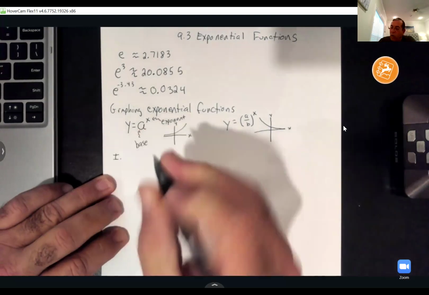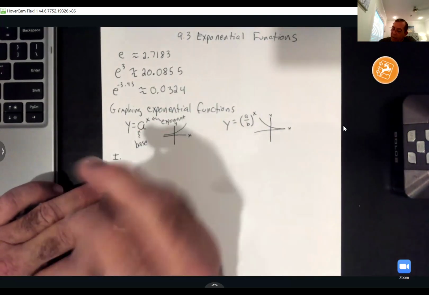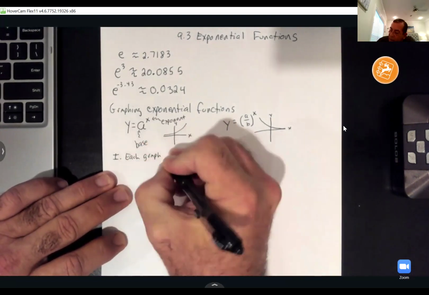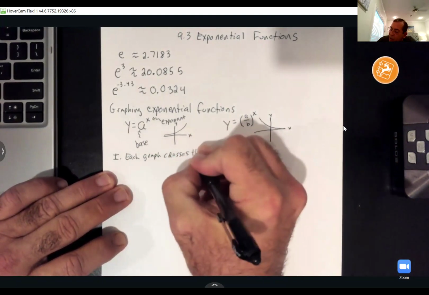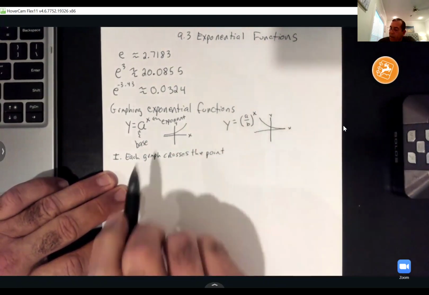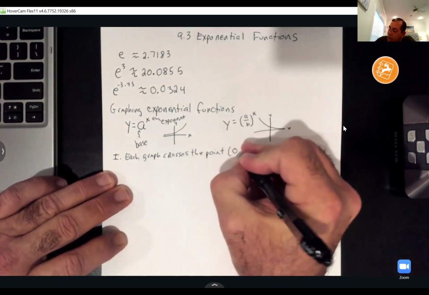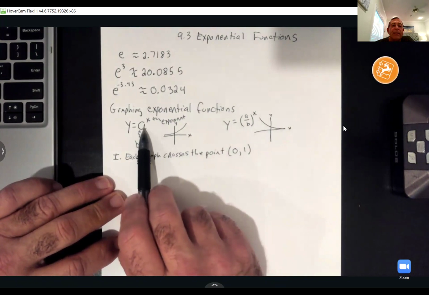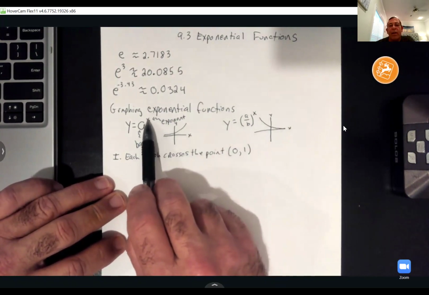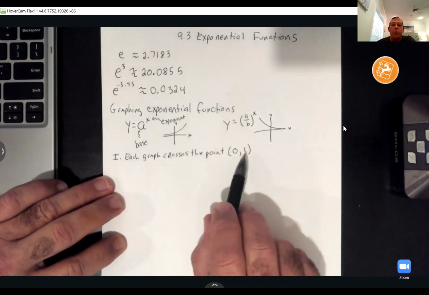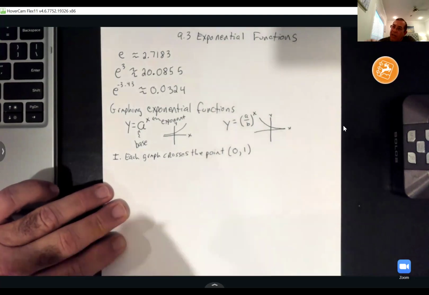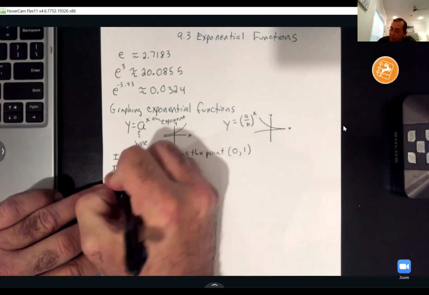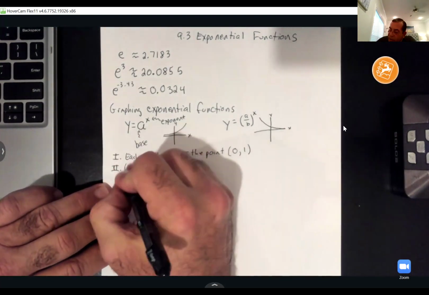So there's a few properties about exponential functions. They all cross, so each graph crosses the point 0, 1. That's because remember, no matter what this base is, if it's raised to the 0 exponent, anything to the 0 exponent equals 1. So that's why all these graphs, unless I shift them, will go through the point 0, 1 on the y-axis. All right, these graphs are continuous.